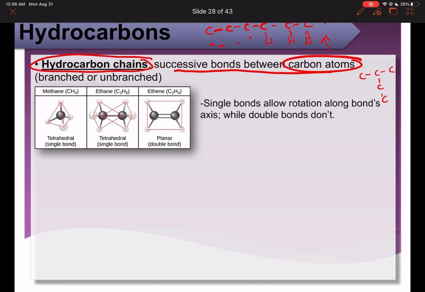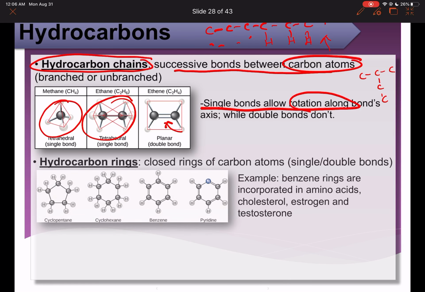Single bonds within a hydrocarbon chain allow for some flexibility, such as this or this, within the molecule itself, while double bonds like this will make the molecule more stiff in terms of structure. So single bonds allow for a lot of rotation, which allows for some flexibility in the molecule, while double bonds don't. This can be applied to the concept of unsaturated versus saturated fat that we talk about when we get to lipids in biomacromolecules in chapter 3.